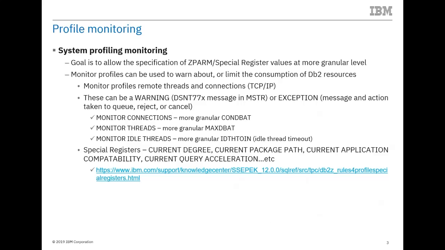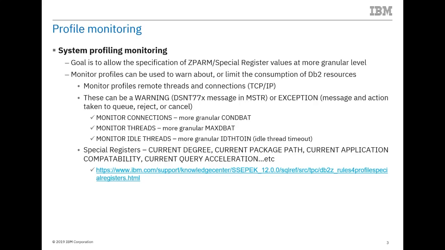So getting started with monitor profiles, what are they? Well, it originated back in version 8, and the idea was to give more granular purview to ZParm and system parameters. And back then, it was mostly just to manipulate, say, special registers. And in version 10, we came out with a way that you can manage some of the distributed environment or help you protect DB2 from the distributed environment. So they can be used to either warn or limit consumption of DB2 resources. So it's mostly about threads and connections.